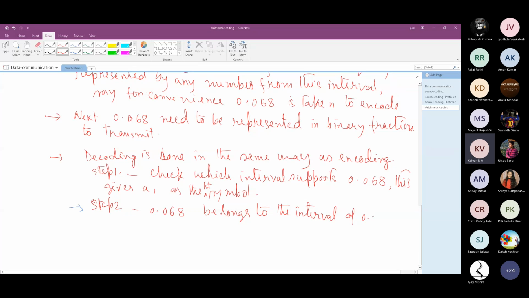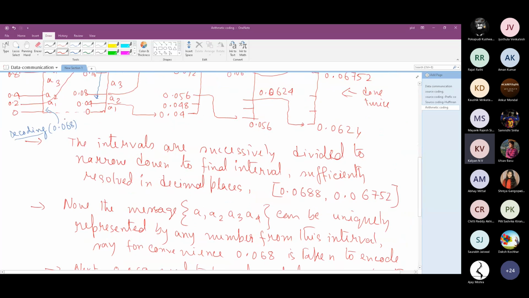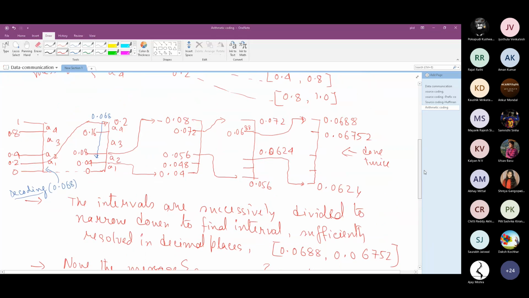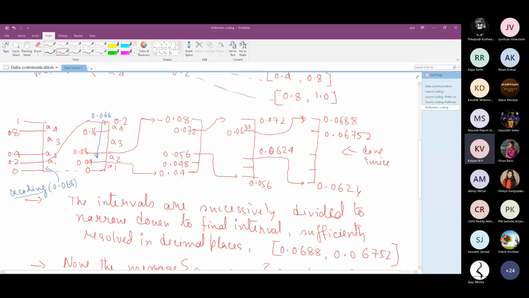Sir, from step 1, how do I know that it's A1 and not A2? Because at the decoding, 0.068 belongs to the A1 interval. In the second step, for the second message, we are checking the second stage. Okay. So basically, this is stage 1.